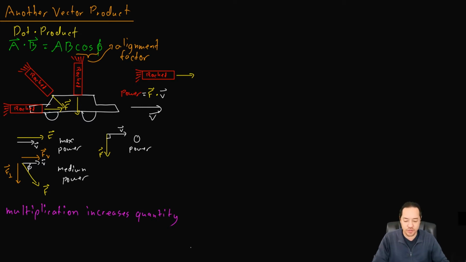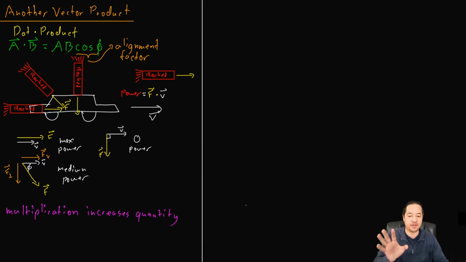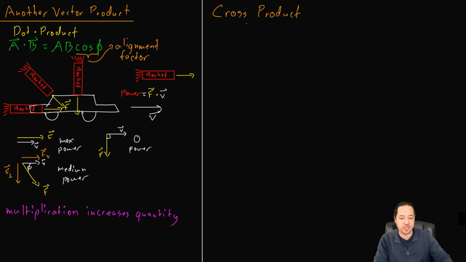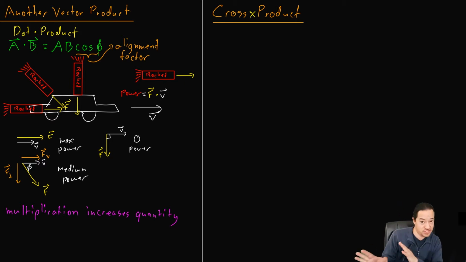Now today we're going to be looking at another type of vector product, and we're going to call this a cross product. Okay, and we call it a cross product because it uses a little cross or an X to be the multiplication symbol for this operation instead of the dot that we use for the dot product or the scalar product. Now the cross product is going to be using a different conceptualization of what multiplication does.